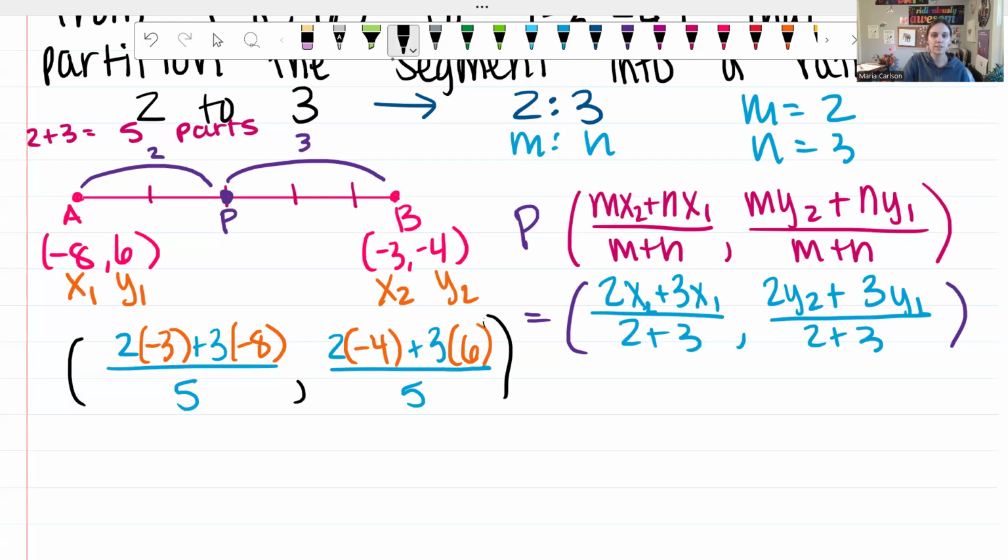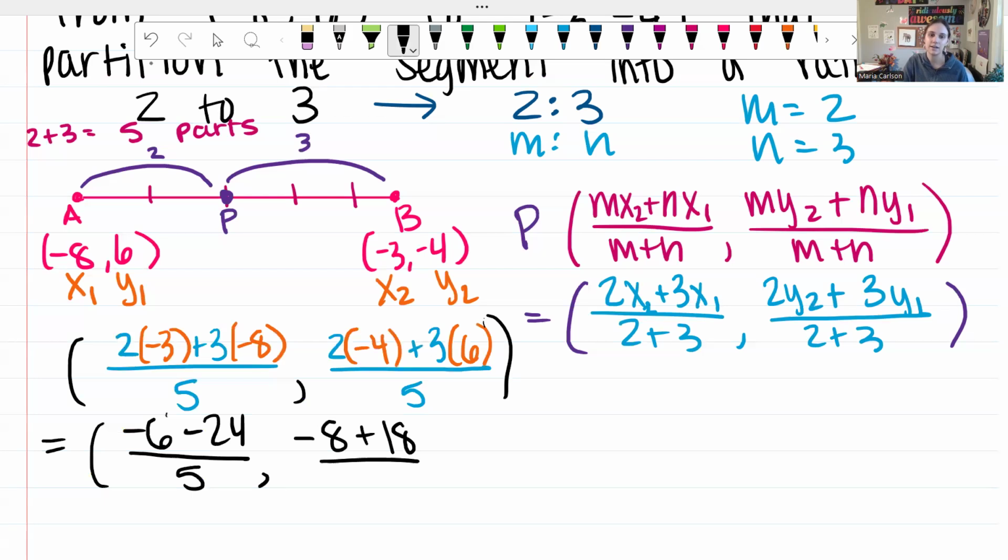And now I can simplify this a little bit more. 2 times -3 is -6, plus 3 times -8 is -24. So this is -6 minus 24 over 5. That'll give us our x coordinate of this partition. And then 2 times -4 is -8, plus 3 times 6 is 18, divided by 5.